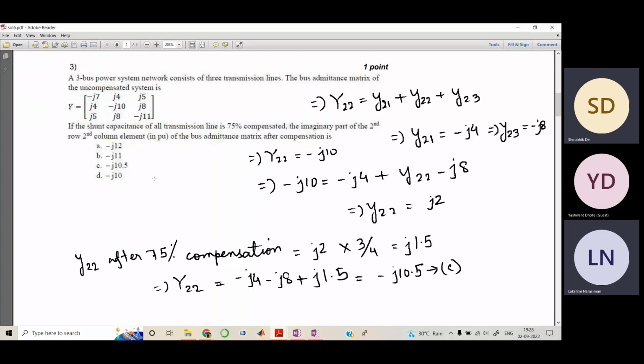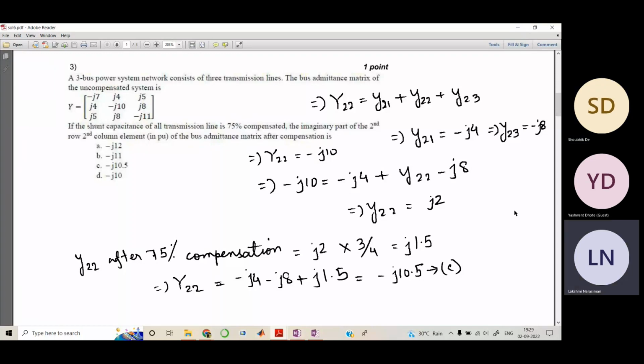Yeah, I also initially thought of this, but no. 75% compensation means I'm eliminating the shunt. Listen, the shunt capacitance is reducing to 75%. Your 25% is getting deducted. I also initially thought this, and I checked on several textbooks. So this is what they are saying: 75% compensation means your shunt capacitance is reducing to 75% of its original value.